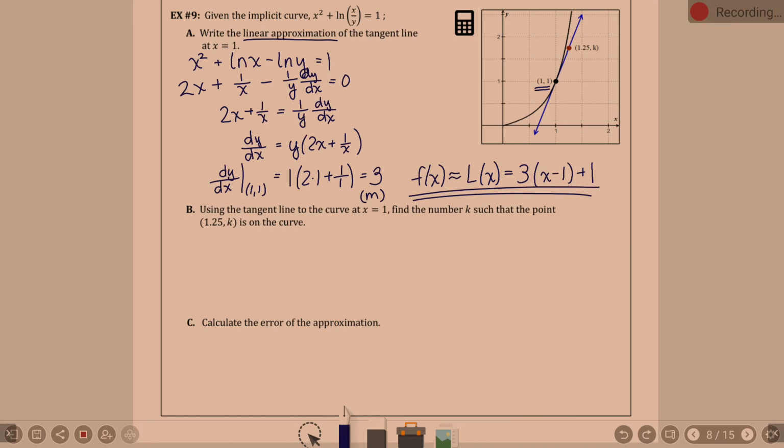Okay, B. Using the tangent line to the curve at x equals 1, so that's the linearization we just found, find the number k such that the point 1.25, k is on the curve. So we just plug in 1.25 for x, and it's using the tangent line, yes? So we're plugging it into the linearization. So f of 1.25 is going to be approximately equal to the linearization at this point, 3 times 1.25 minus 1 plus 1.